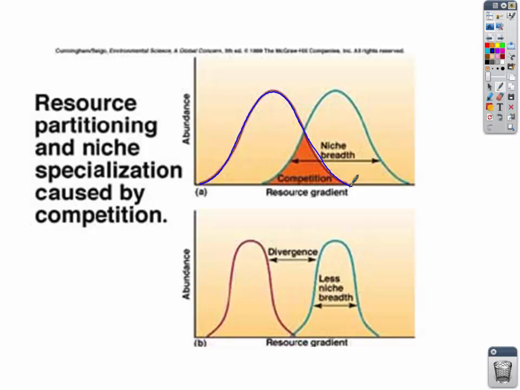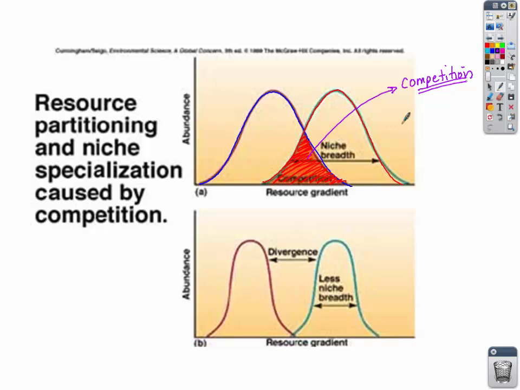But the problem becomes when you introduce another species. And let's say that species exists also within part of the same niche. So right here, you have two different species occupying the same niche. That's called competition. No species likes competition, where these niches overlap. It might be the same food requirement. With plants, it might be the same light requirement or soil acidity, something like that.